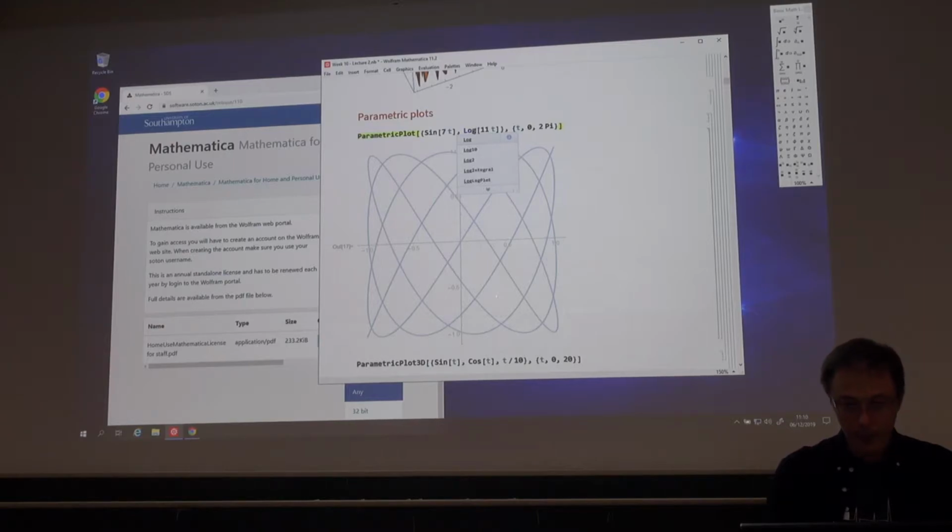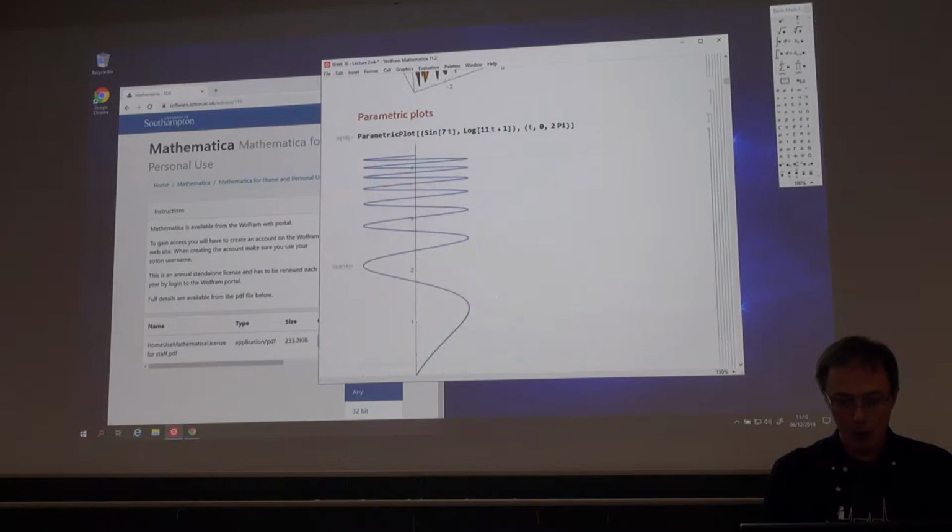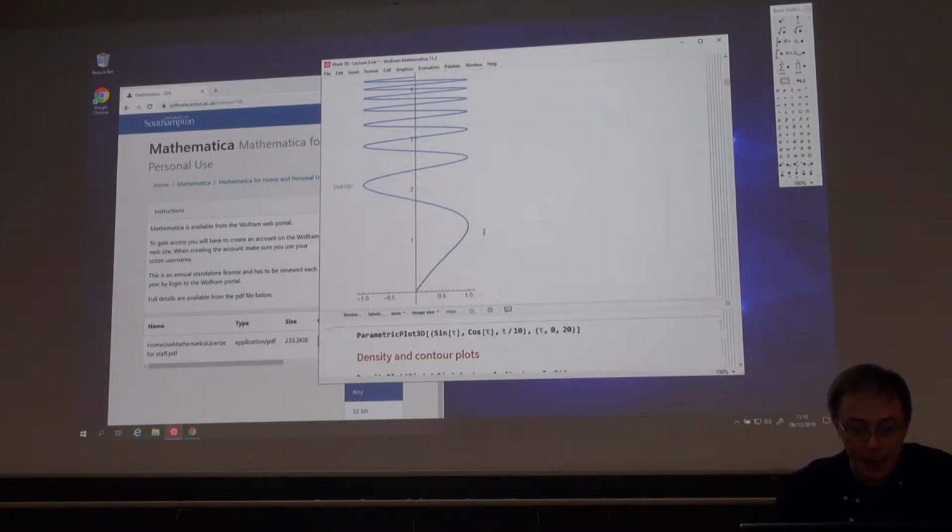Log of t plus 1, so it doesn't go haywire at 0. So this type of trajectory where the x coordinate is oscillatory, but the y coordinate is a logarithm.